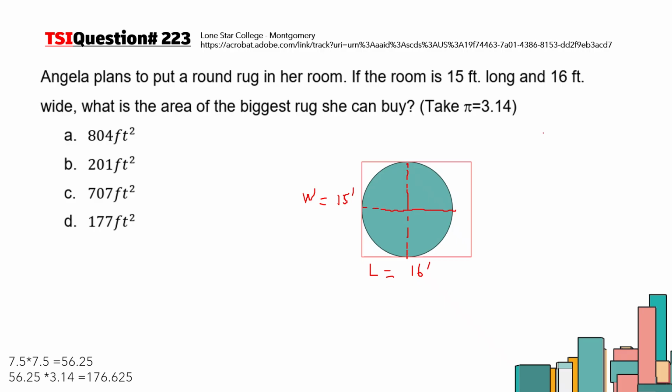Okay, so this one means D is 15. So to find R, R equals D divided by 2. That is 15 divided by 2, that is 7.5. So now we have the area of a circle, which equals pi times r squared.